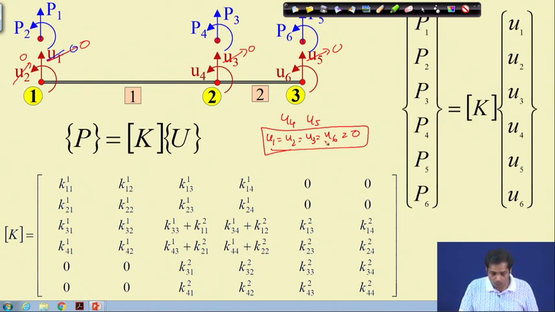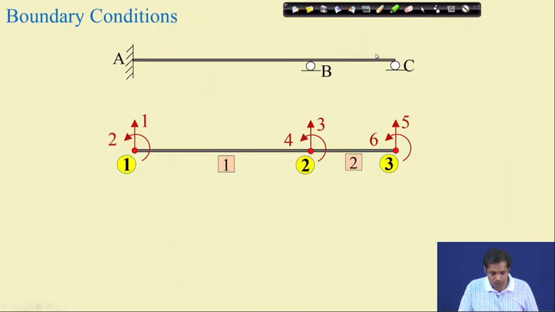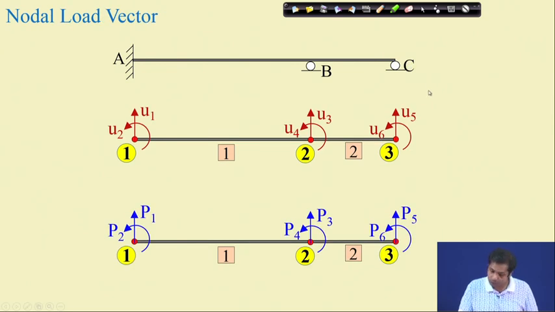Now, once we have the boundary conditions, let us see how to construct the load vector. This is the boundary condition we already discussed. Let us see now the nodal load vector.